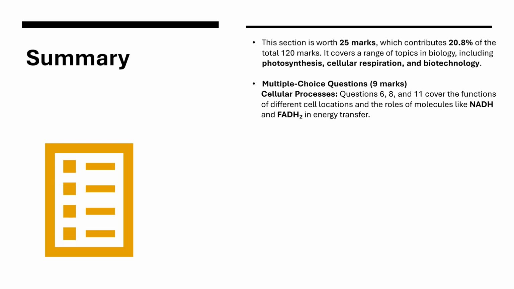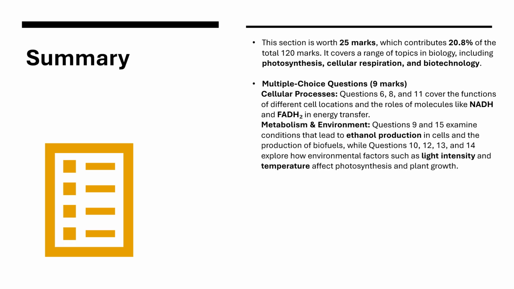Questions 6, 8, and 11 cover the functions of different cell locations and the roles of molecules like NADH and FADH2 in energy transfer. Metabolism and environment. Questions 9 and 15 examine conditions that lead to ethanol production in cells and the production of biofuels, while questions 10, 12, 13, and 14 explore how environmental factors such as light intensity and temperature affect photosynthesis and plant growth.